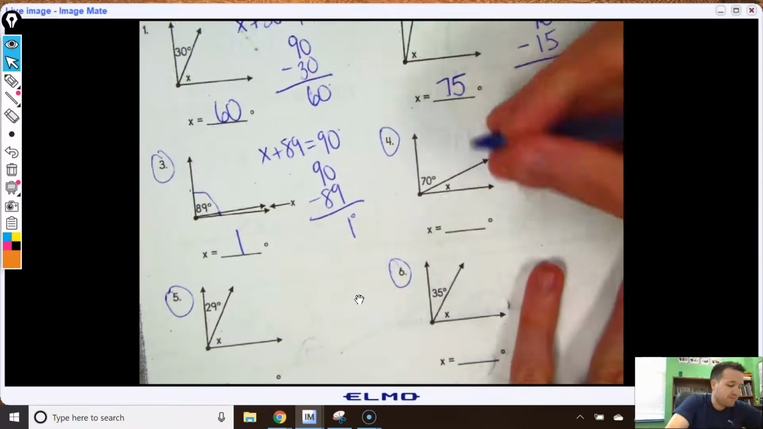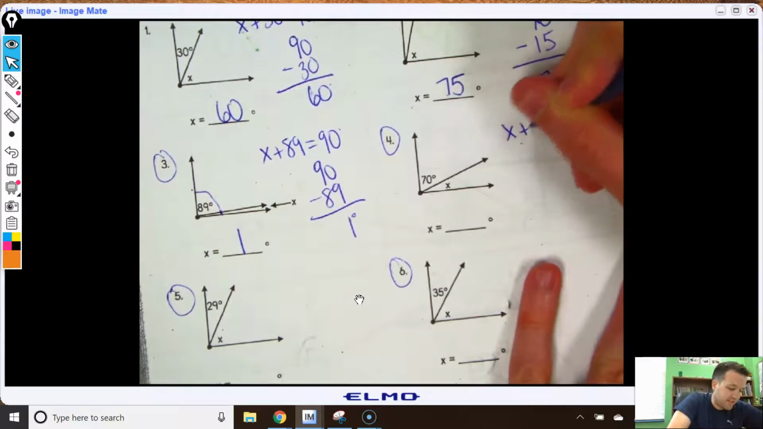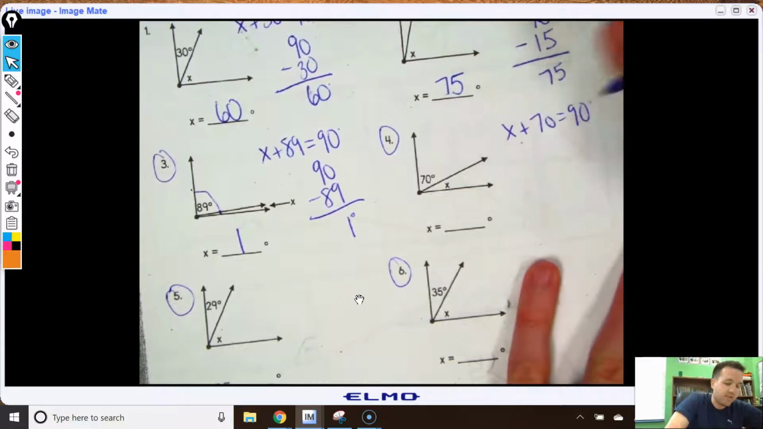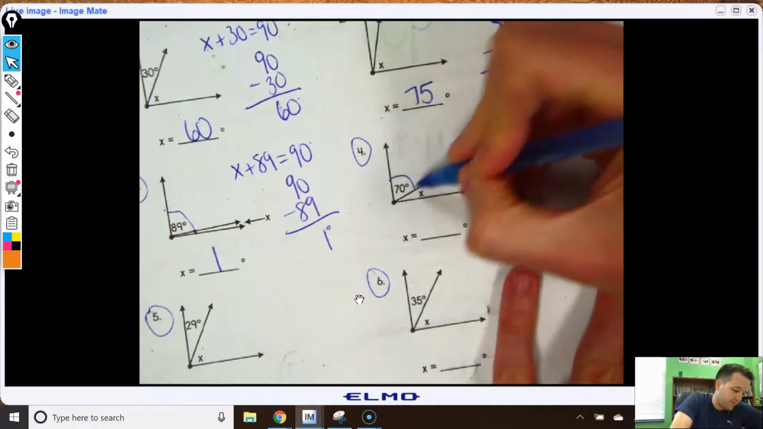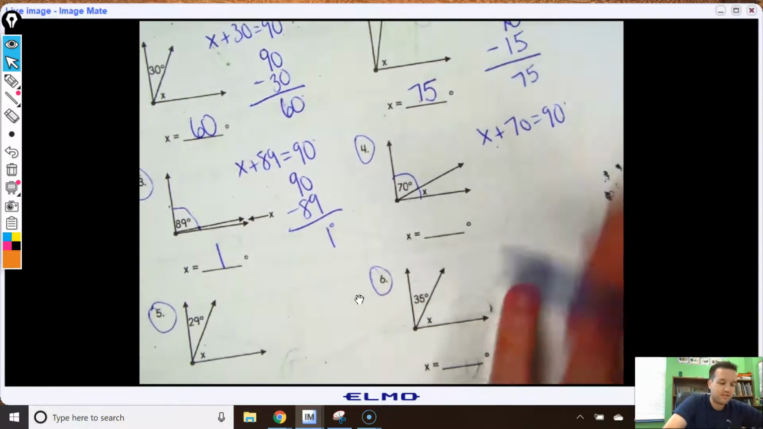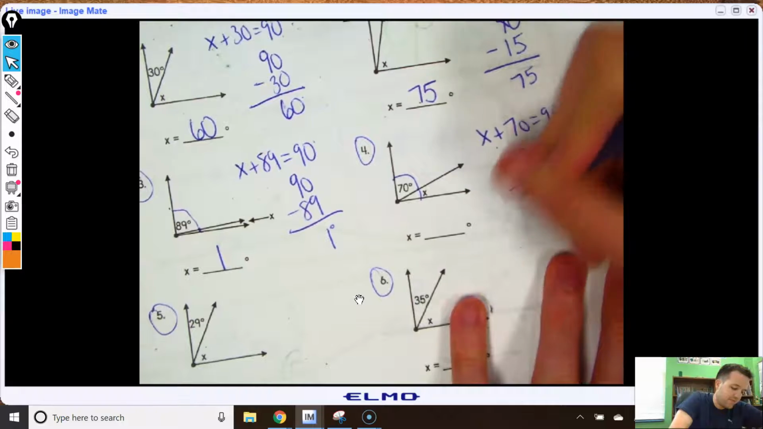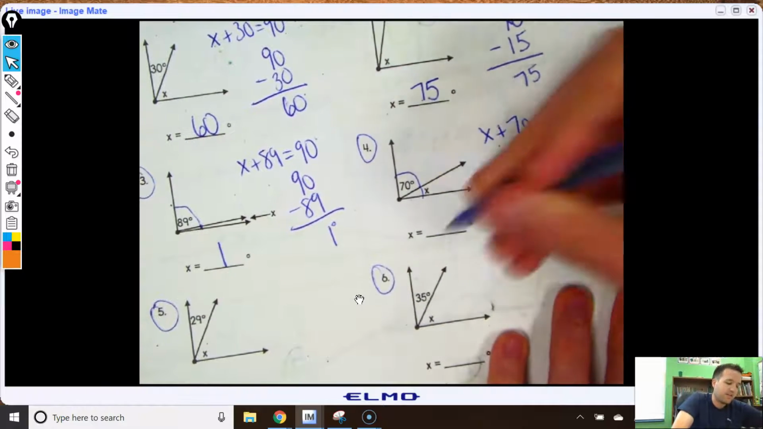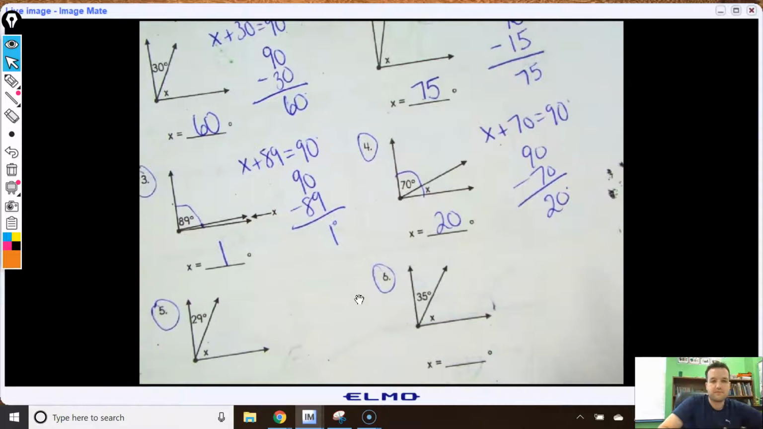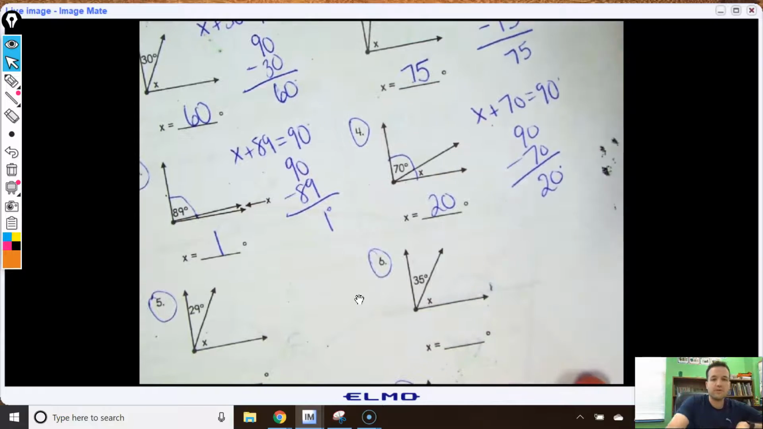Number 4, x plus 70 equals 90 degrees. 70 plus x, right? You can see that. 90 minus 70 will give you the value of x. Therefore, that is 20 degrees. Hopefully you're doing well so far.